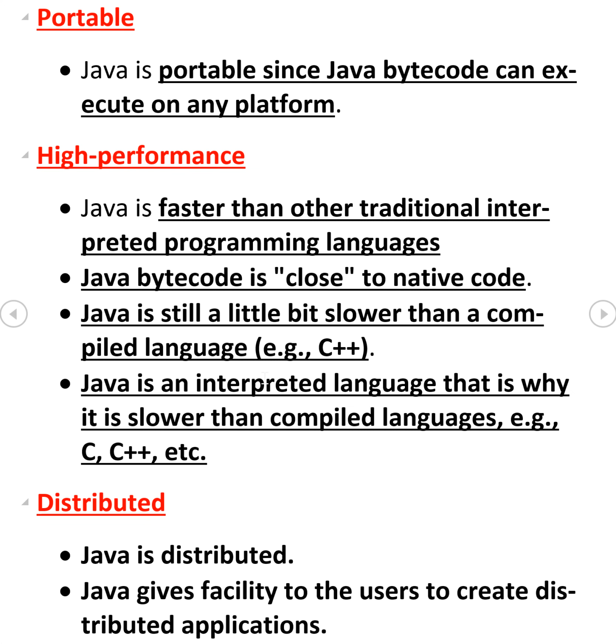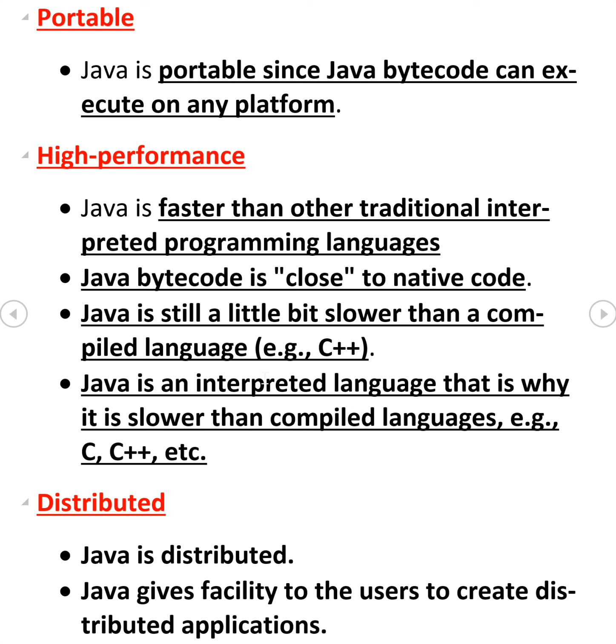Java is portable, since Java bytecode can execute on any platform, and it gives you high performance facility too. So Java is faster than many other traditional programming languages, and it has bytecode that is very close to native, but it is a bit slower than C++ because C++ is a compiled language, whereas Java has an interpreter.